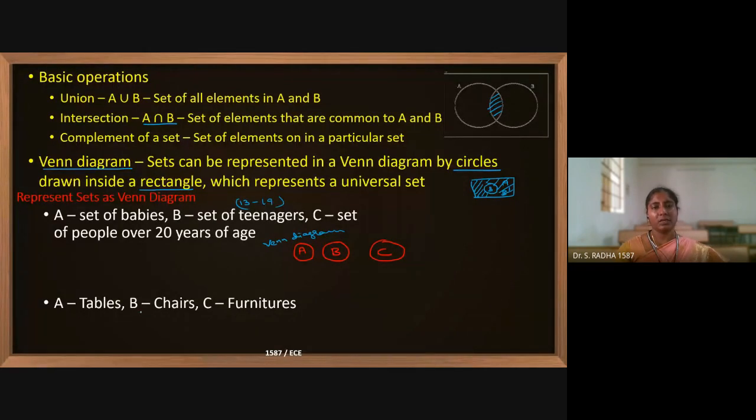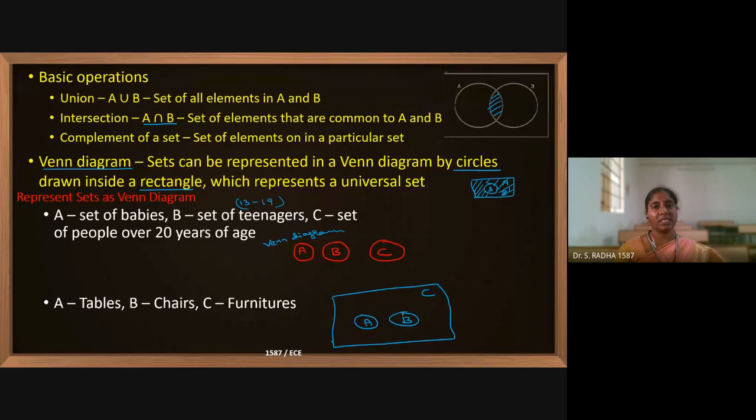A is tables, B is chairs, C is furniture. Now you have to show some Venn diagram representation. I will take a sample space, the universal set, and I am using a rectangle or square for this. This is C, furniture, and tables means A. Tables and chairs don't have any common look, so B is different. B, chairs, is different, but both are furniture, so both are subsets of C. Okay, this is the Venn diagram for the second case.